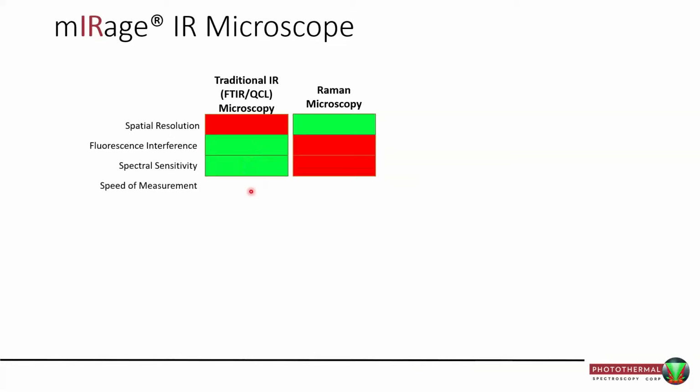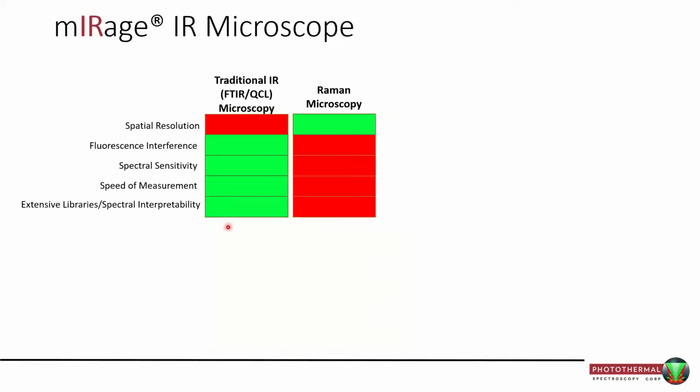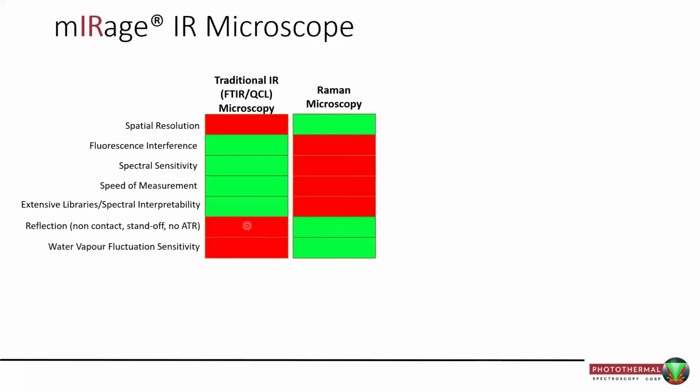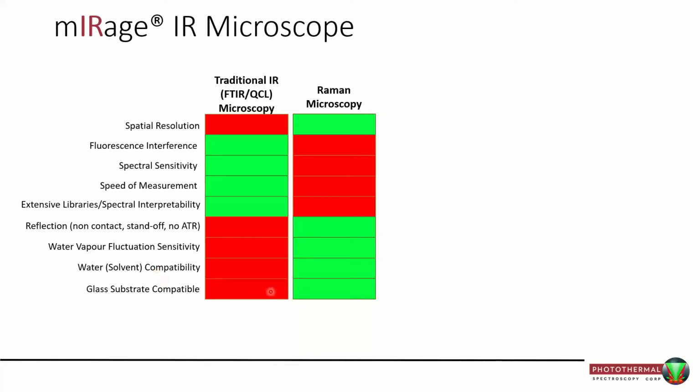Sensitivity I mentioned before, that feeds into speed of measurement. Spectrum interpretability and the extensiveness of libraries. There are about 10 times more IR spectra in databases than Raman. But Raman works very well in reflection mode, IR doesn't, as I've mentioned. Water vapor is an issue for IR, not for Raman. Water as a solvent is an issue for Raman. Glass is an issue for IR, and I've mentioned that already.